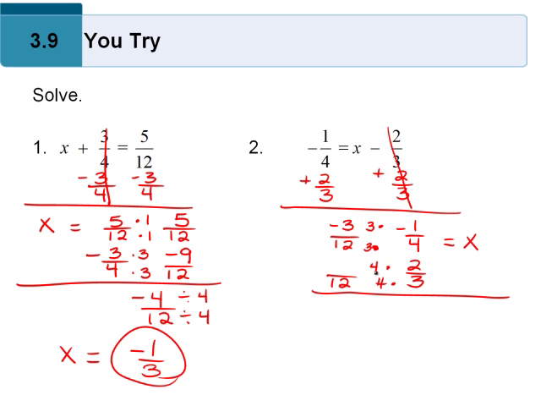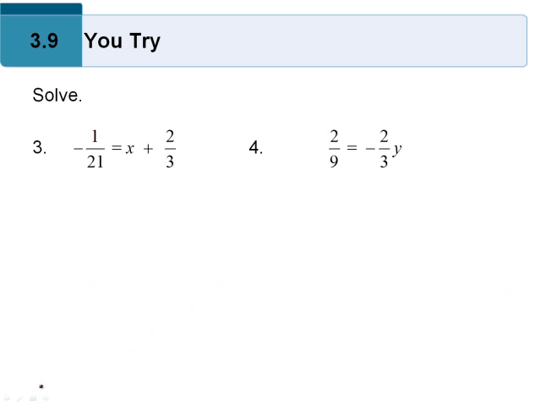So multiply the top by 4. 2 times 4 is 8. So you're looking at negative 3 plus 8. The signs are different, so you subtract and keep the bigger sign, which would be 5 over 12 is what x equals. Okay?